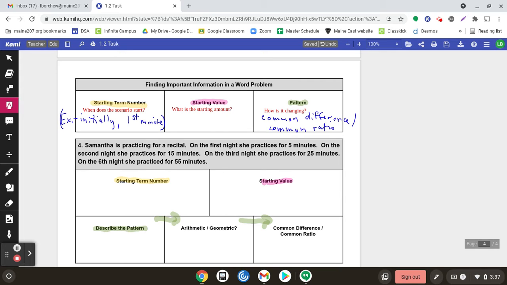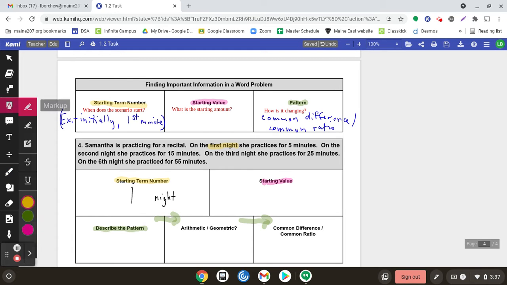Remember, it asks the question, when does the scenario start? Well, this says she's practicing. She practices on the first night, on the second night, on the third night, on the sixth night. So when is the scenario starting? It is starting on the very first night. So the starting term number would be 1, but like in task 1.1, because I have the units, I'm going to label it. So 1 night.